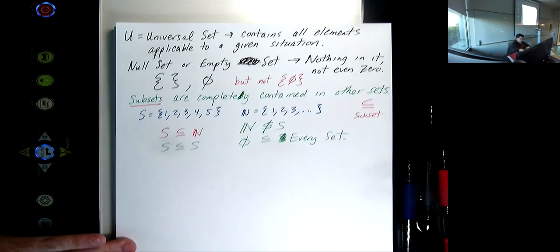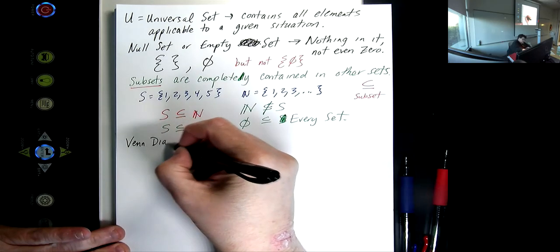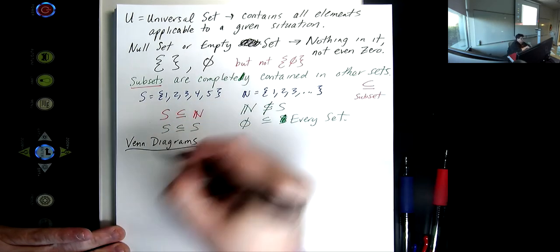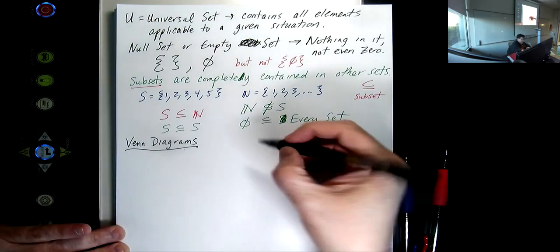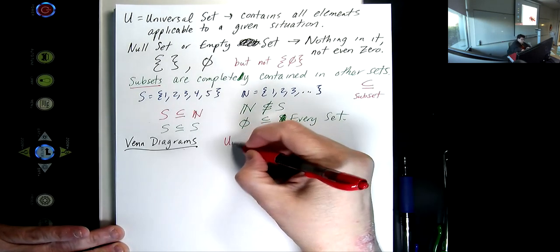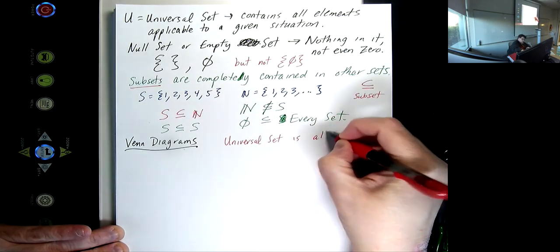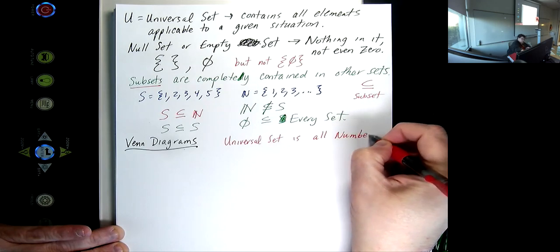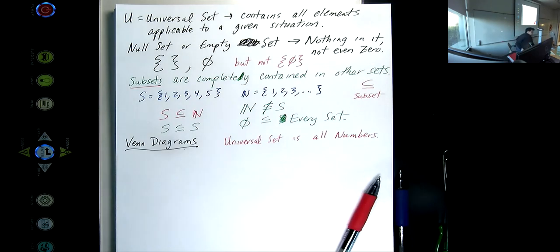Venn diagrams. Let's do some Venn diagrams. So we've already used S and N. I'm going to add in another term for the Venn diagram. I'm going to make my universal set be all numbers. Rational, irrational, complex, integers. U is going to be all numbers.